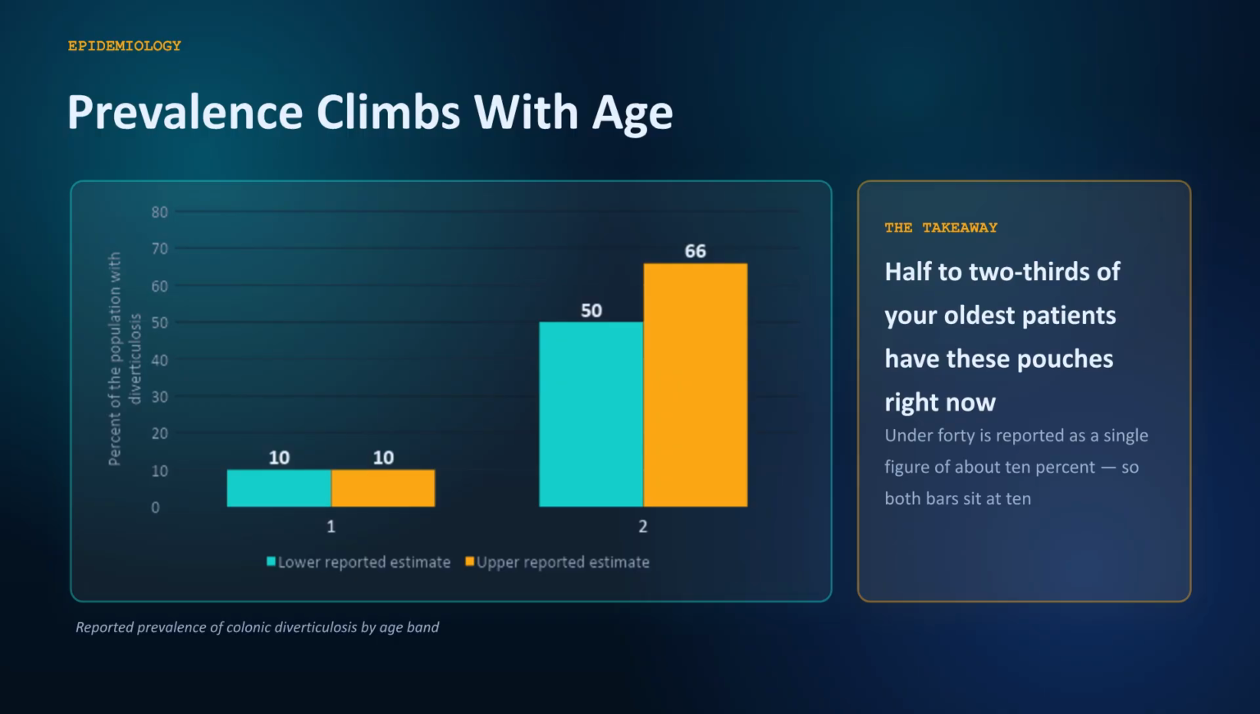Now the epidemiology, and these are the numbers to carry with you. Diverticulosis is overwhelmingly a disease of aging. Look at the chart. Under the age of 40, the prevalence is about 10%. Over the age of 80, it is reported at 50 to 66%. So somewhere between half and 2/3 of the oldest patients on your service have these pouches in their colon right now. Most of them do not know it, and most of them never will. That is worth pausing on when you are reading a computed tomography report. Finding diverticulosis in an 80-year-old is close to finding gray hair. At 61, our own patient sits on the steep part of that curve.